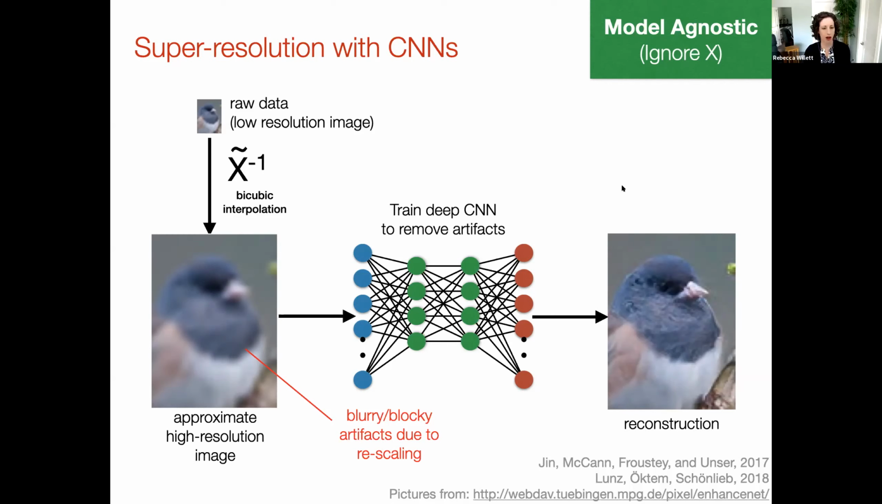And I write here X tilde inverse to indicate that somehow this coarse initial estimate might reflect some level of knowledge of what X is. Like in this case, it reflects the fact that we want to scale up the resolution. But it's by no means a precise model of X that's been precisely inverted.